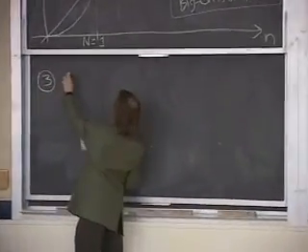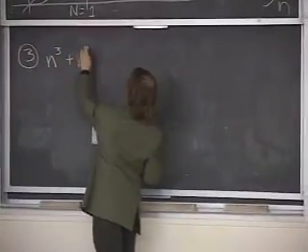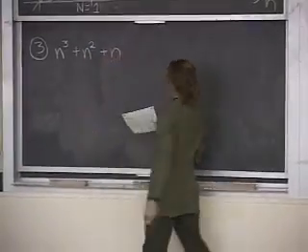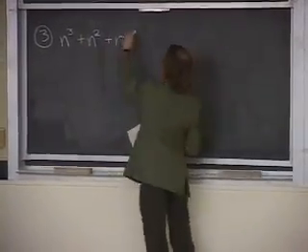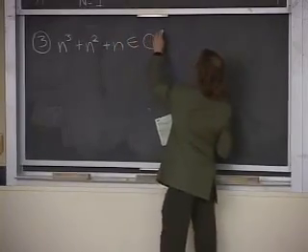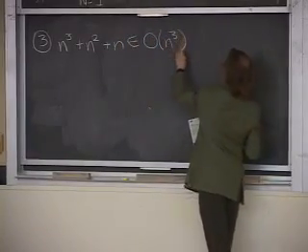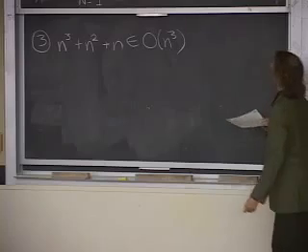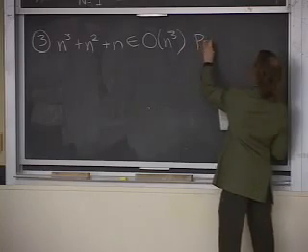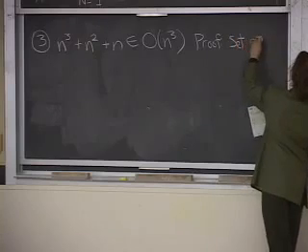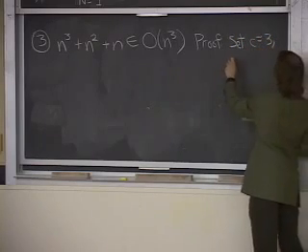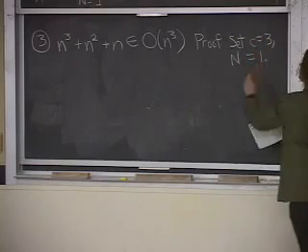Next one, suppose I have a more complicated expression with a bunch of terms like n cubed plus n squared plus n plus log n plus n squared log n, and so forth. That is all in big O of n cubed. And you can prove this particular example by setting c equal to 3 and capital N equal to 1.